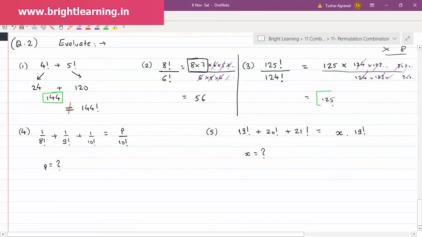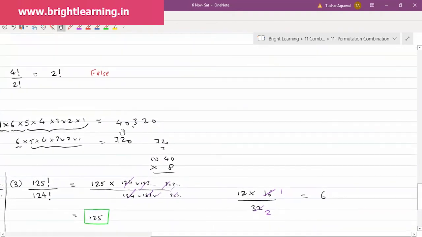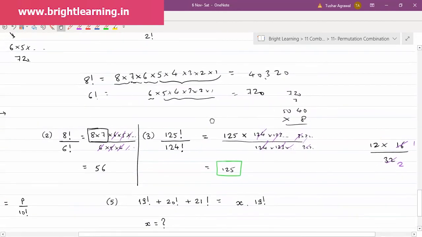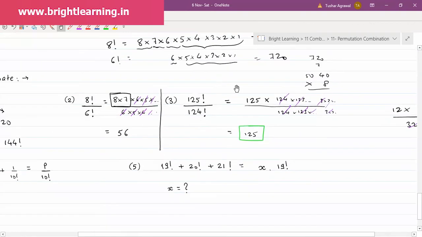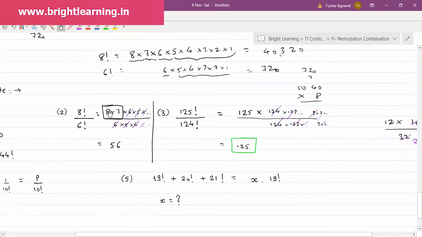Sir, if these types of questions come in our exam, how will we solve it? Like if they ask for the step-by-step procedure, so we shall do it like this? Yeah, you have to do it this way only. No need to do this calculation. It's just not expected. These questions will be given to you with the expectation that you use this approach. If you calculate 8 factorial completely as 40,320, the examiner will understand that you do not know the application of factorials. You do not know the properties of factorials if you are using this 40,320 method.